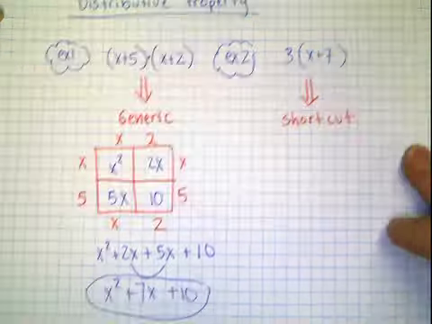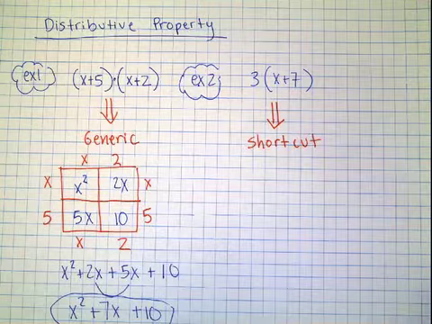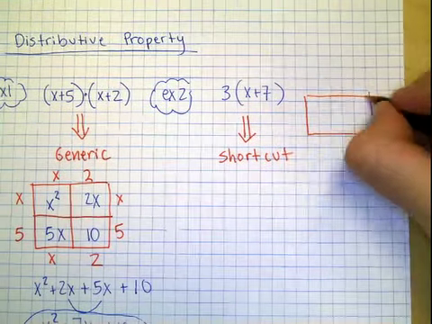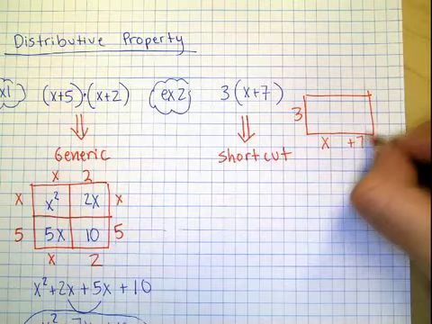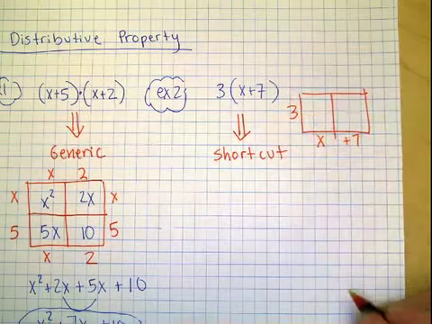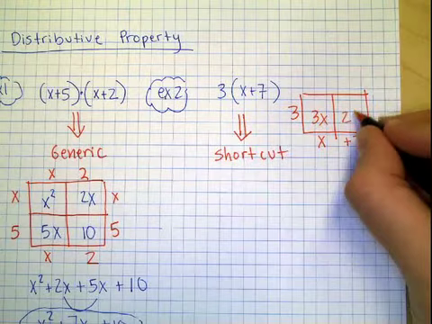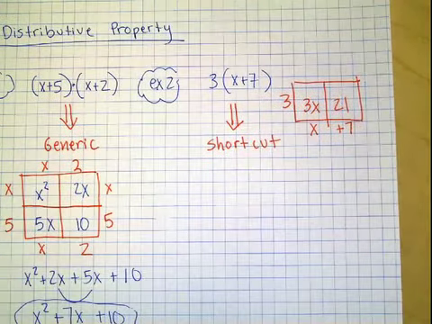But if you don't want to really do the rectangle for this other problem, you could. Some people love the rectangle. Here's how it would look. You would have a smaller one. You would only have 3 on the side and x plus 7 on the bottom, and you'd split it down the middle like this. You'd do 3 times x is 3x, and 3 times 7 is 21 to get your answer, which totally works out fine if you like it that way.